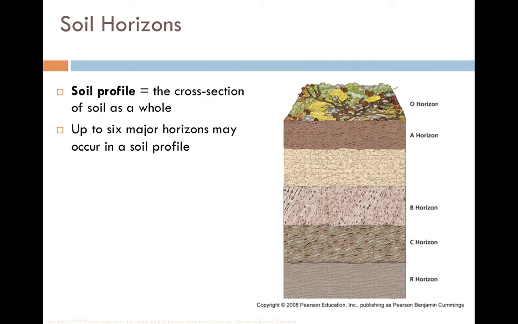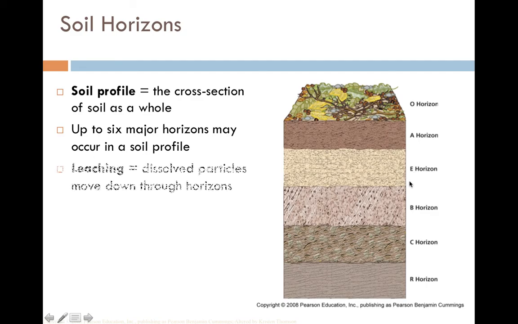Now you notice that there's one horizon here that is not labeled, and that is, if it's found, it is between A and B. It's called the E horizon, and it's not a very common horizon. It's not found in every ecosystem. The E horizon is a zone of leaching.